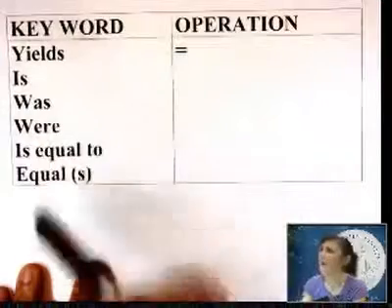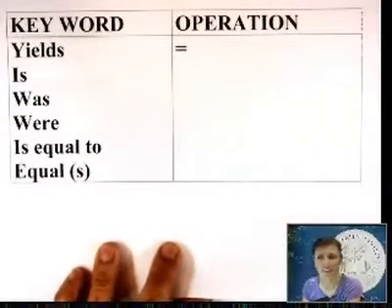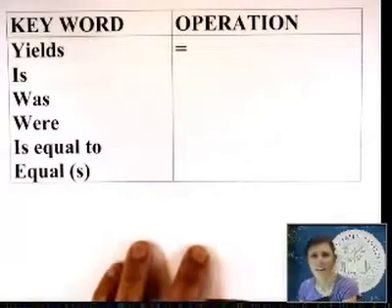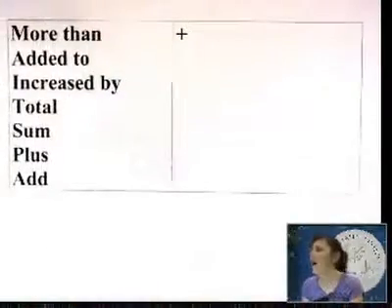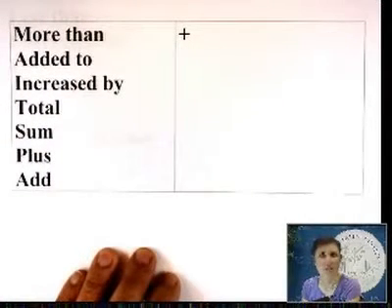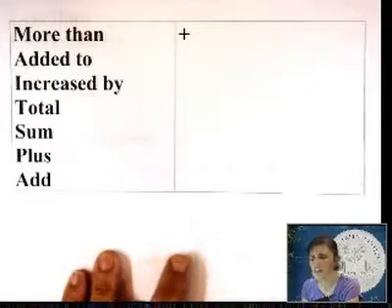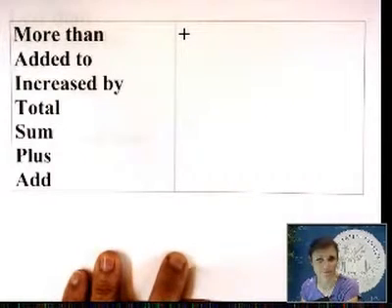So, these are the words, kind of review them. Uses, was, were, and those kind of things. When you see that, kind of like in math, that means an equal. Addition words are these: more than, added to, increased by, those kind of things. And make sure when you see that, it flags an addition for you.